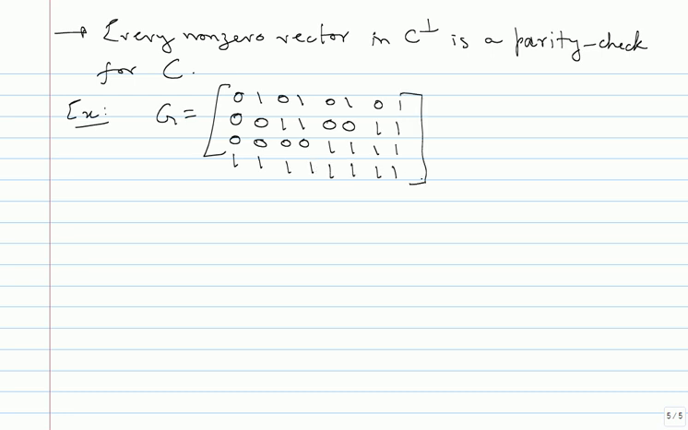Okay, this is my G. So what can you say about the parameters of the code that G generates? Okay, what is n? N is 8. That's very easy. Can you decide k immediately?